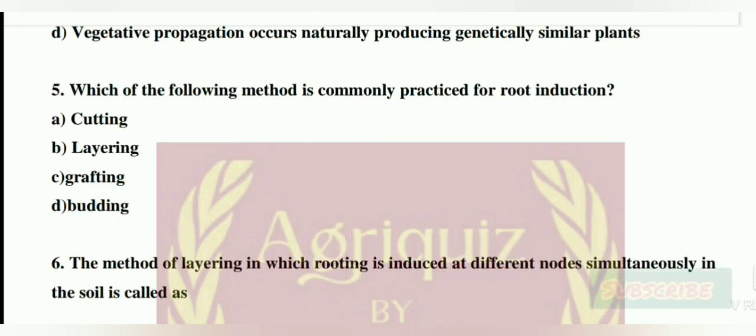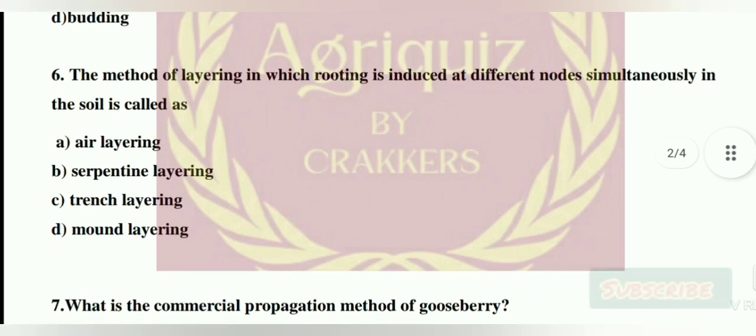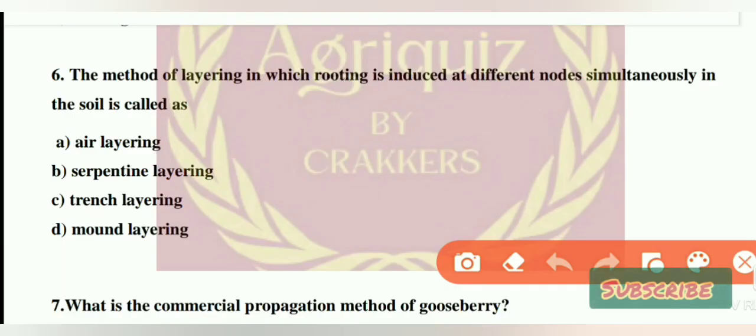Then next question, question number 6. The method of layering in which rooting is induced at different nodes simultaneously in soil is called as, here the right answer is serpentine layering. It is also called compound layering or serpentine layering.